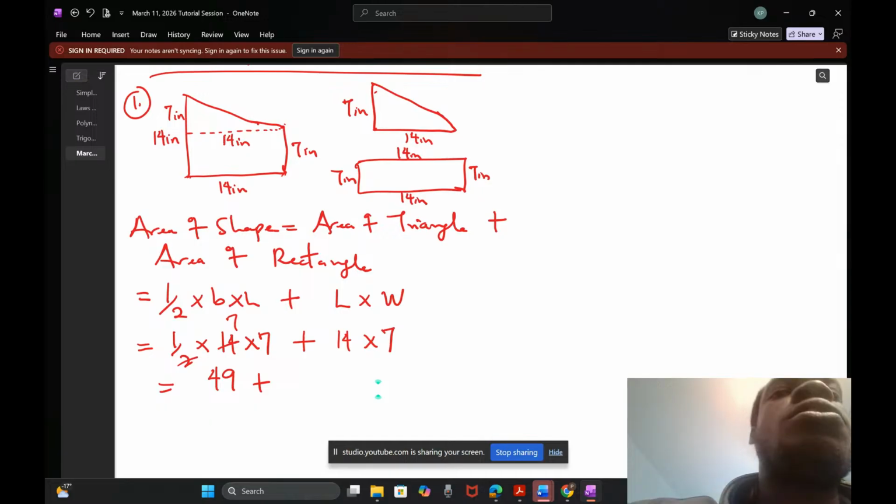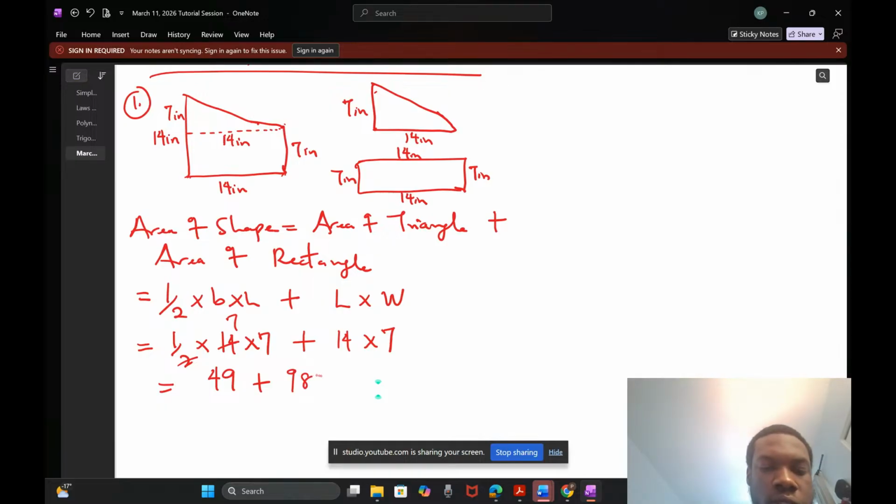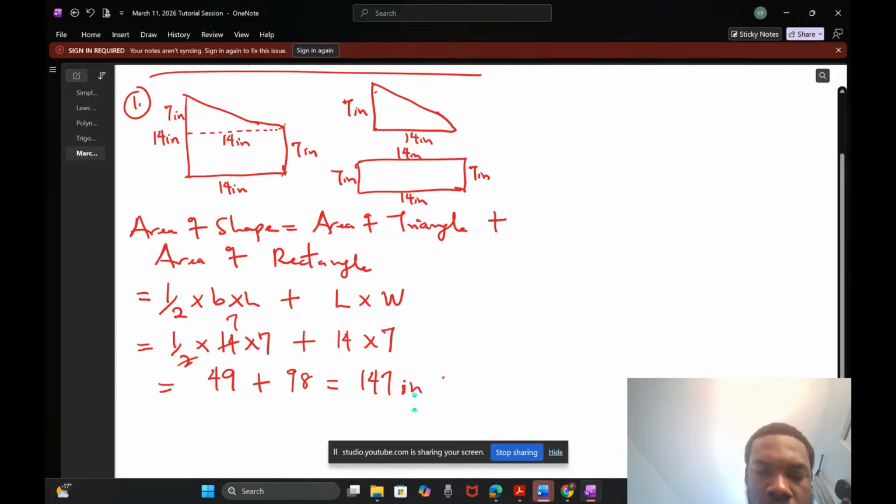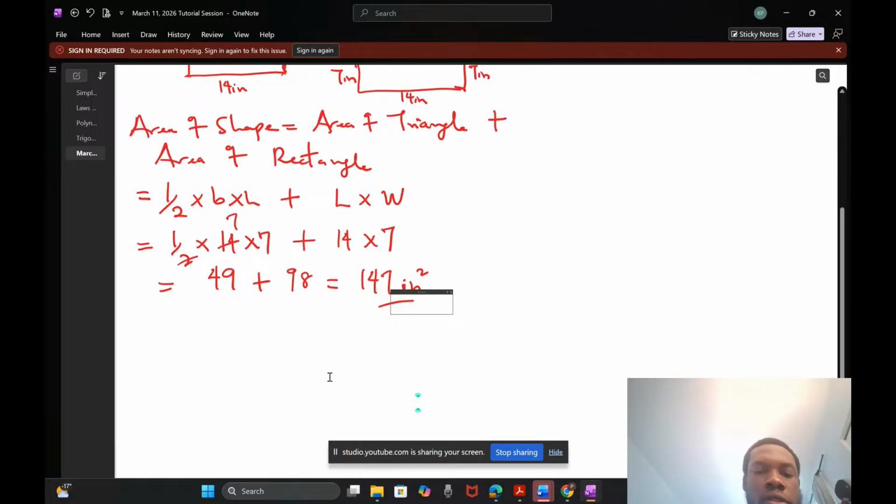Sorry, let me get my calculator real quick. 14 times 7 will give us 98, right? So 98 plus 49 should give us 147 inches squared. So that's the answer to that one. I don't know why my cursor is doing that.